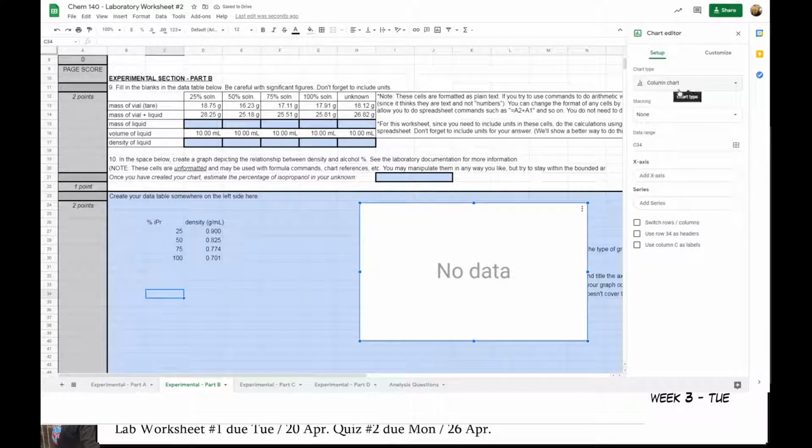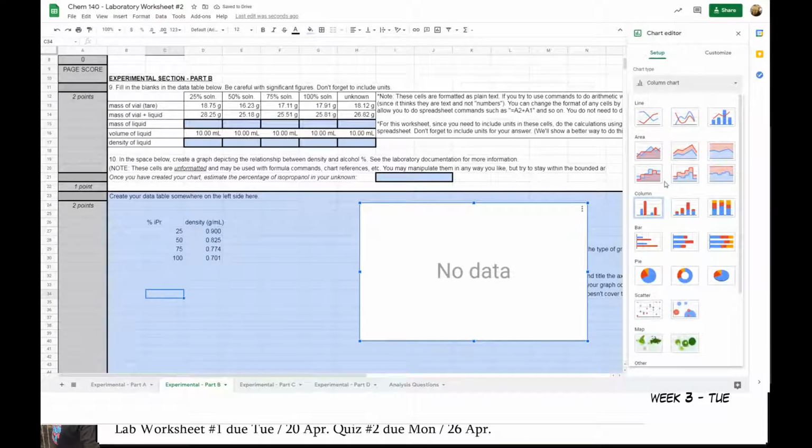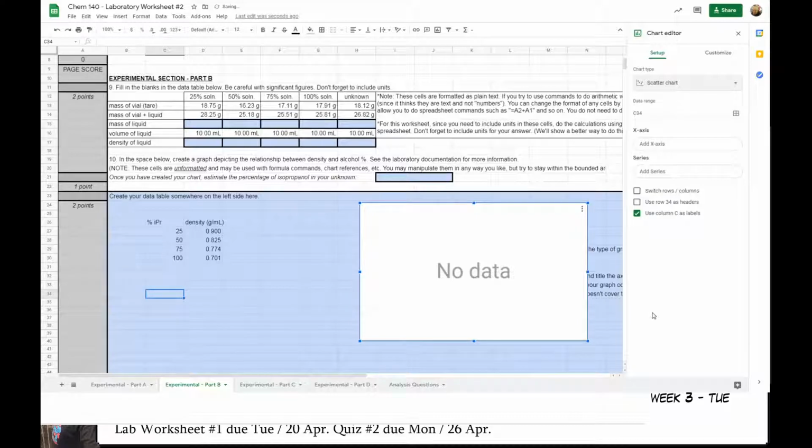The first thing you want to do, you want to select a scatter plot. You will always make scatter plots in chemistry. Don't make any other type of chart. They are all worthless. We need a scatter plot because we're going to try and derive a relationship out of these. And in order to get a line of best fit, we need a scatter plot.